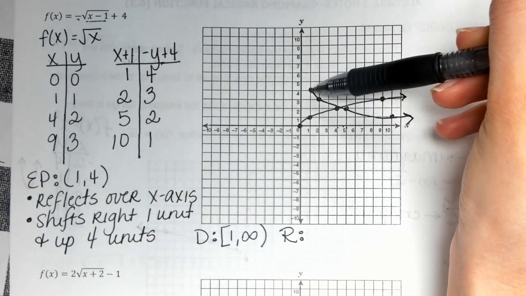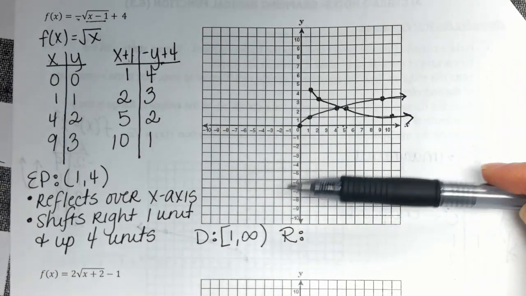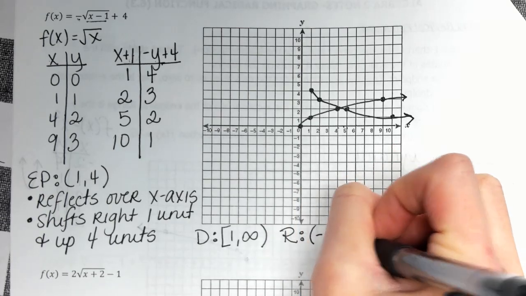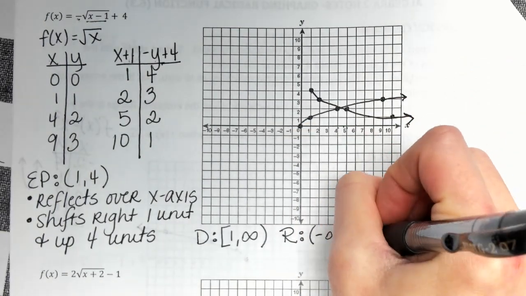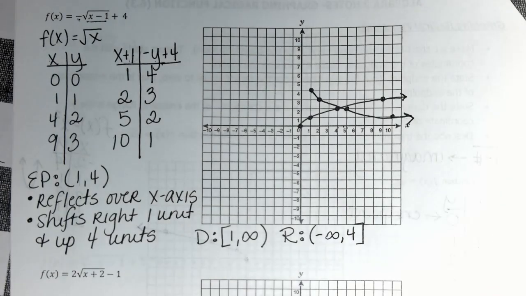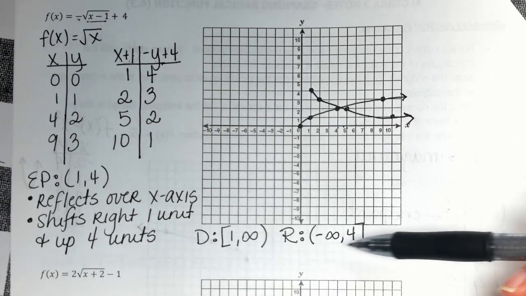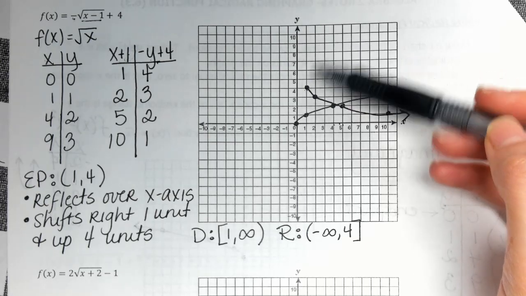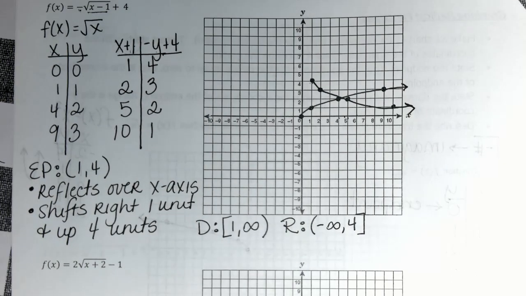Okay, so if my range is bottom to top, then technically I'm going from negative infinity, and I don't go any higher than that y value of my endpoint. Okay? So if you have a reflection over the x-axis, your range is going to go from negative infinity to the y value of your endpoint, because it doesn't go any higher than that. That's your max. Okay?